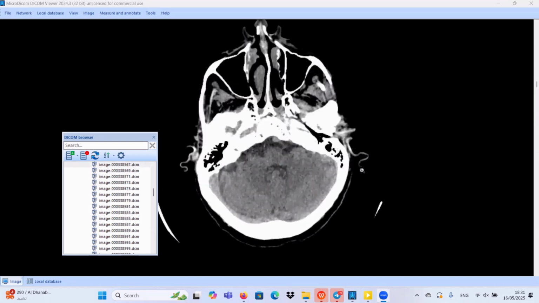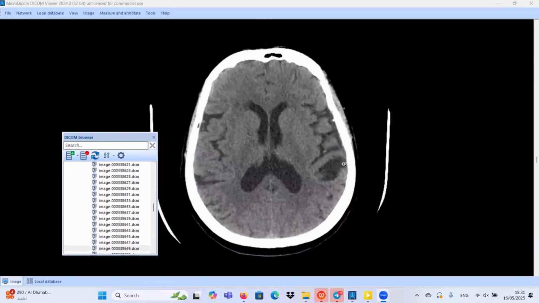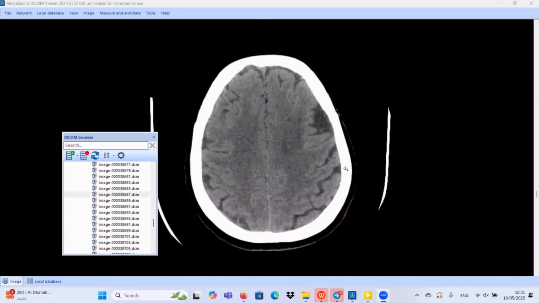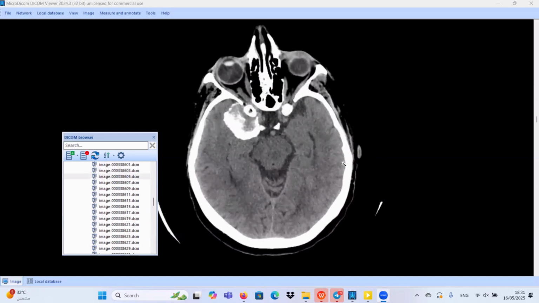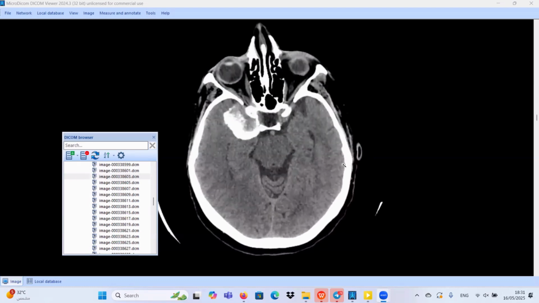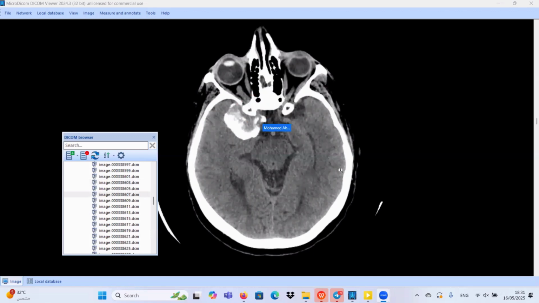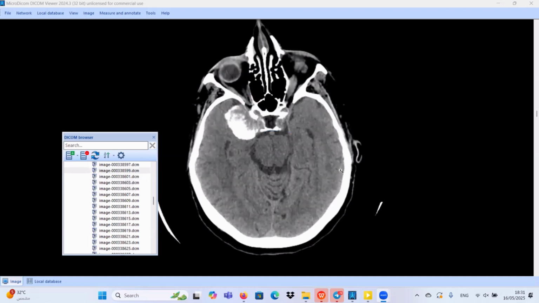This is a non-contrast scan of the brain for an adult patient. We have here a right parasellar space occupying lesion, and this lesion shows marginal dense calcifications, and this lesion is very close to the anterior clinoid process. Also, the lesion is seen indenting the hippocampus posteriorly.